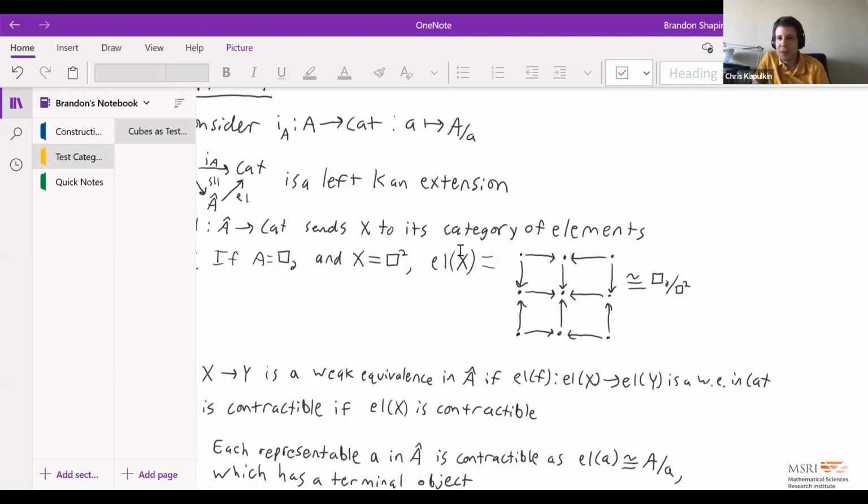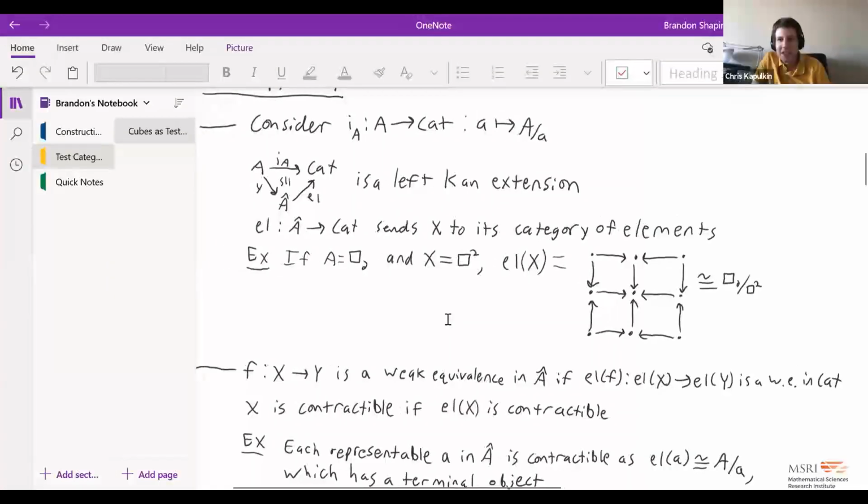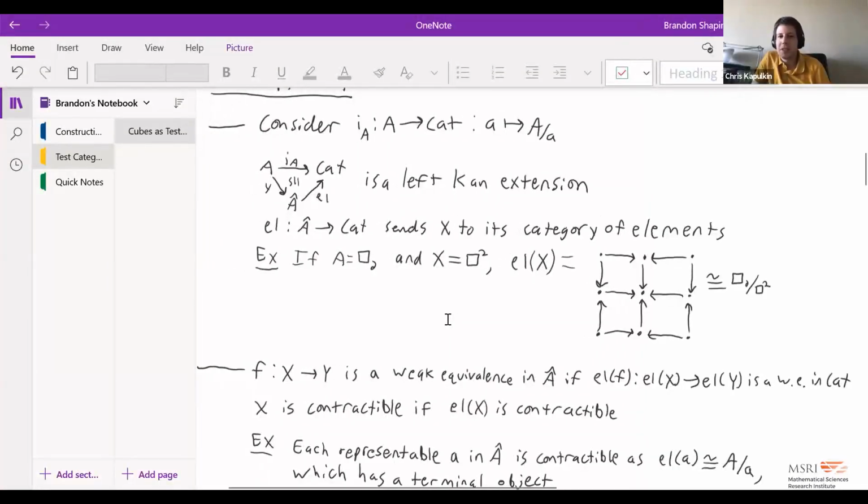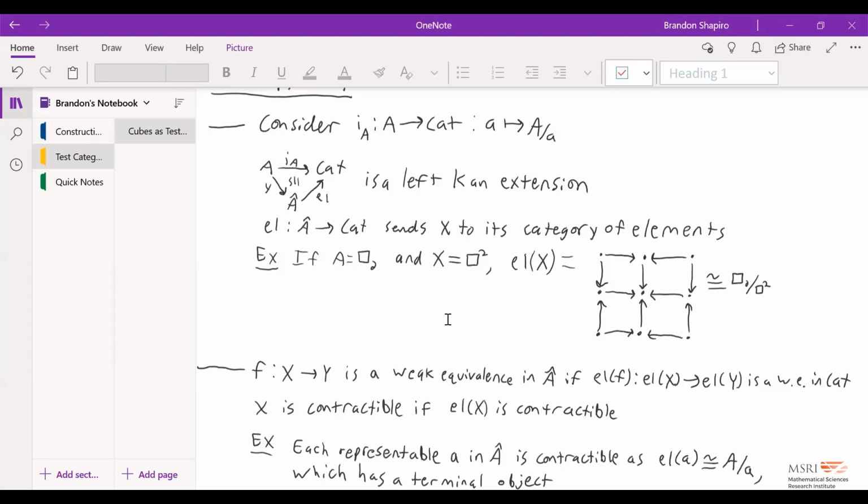Maybe I'll ask a very open-ended question. Test categories are supposed to tell you when some category of shapes is good enough to model spaces. Can you envision a similar theory for infinity-one categories? I'm very glad you asked that. That is one of my ongoing research interests, on which I have zero progress to report.